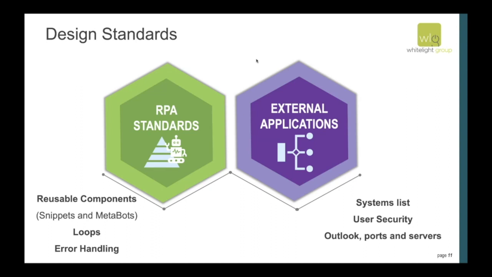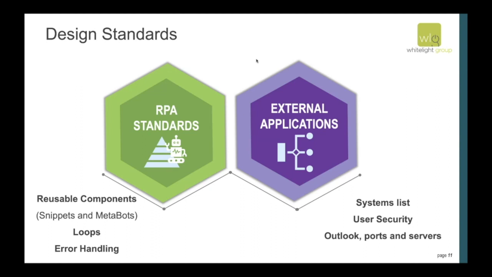So those are definitely three components that are very commonly used throughout all RPA solutioning, and developing standards around these types of components inside of your bot building procedures is very important. And then we talk a little bit about external applications. External applications are like, for example, if you're using Outlook, you're going to want to understand that you need to grab that Outlook server as well as your outgoing and incoming port, depending on if that bot is sending an email or receiving an email.